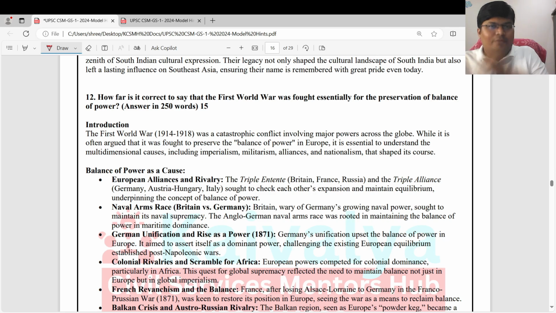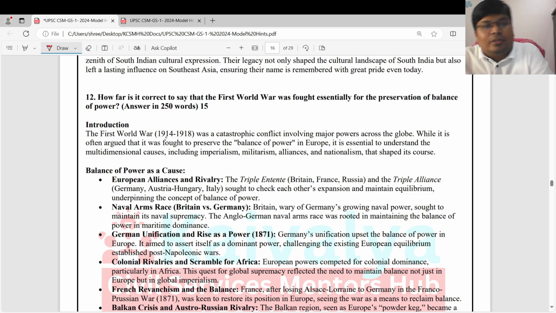Means causes for First World War. I think in 2013 there was a question: do you think that Germany was solely responsible for the First World War? In that context, the question was asked, and you can say that it can be interlinked with that theme, means reasons responsible for the First World War.